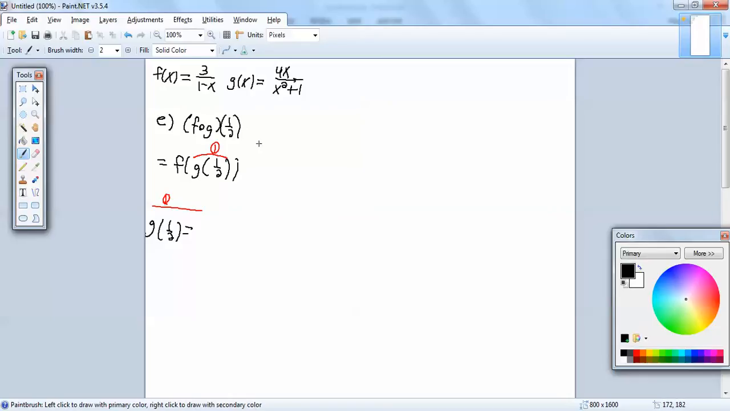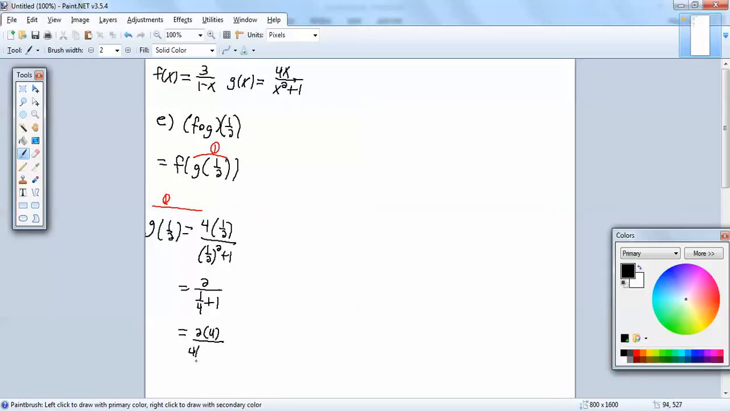So we're going to plug 1/2 in for the x, for g of x. So I'm going to put 4 times 1/2 over 1/2 squared plus 1. 4 times 1/2 is 4 over 2, or 2. 1/2 squared is 1/4, 1/2 times 1/2, then plus 1. Now this is again a complex fraction inside of a fraction. So you multiply everything by the LCM of all your inner denominators. My only inner denominator is 4, so I'll multiply everything by 4.